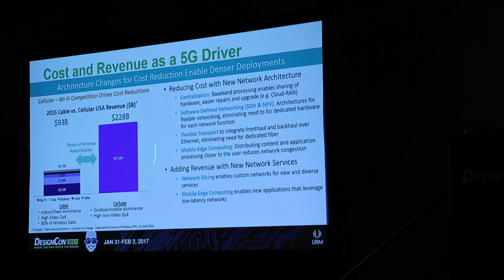And then same thing on the cellular side, trying to move away from some of the outdoor type environments to address some of the video delivery services and indoor environments. I'm not going to dwell on these factors, they're in the slides.